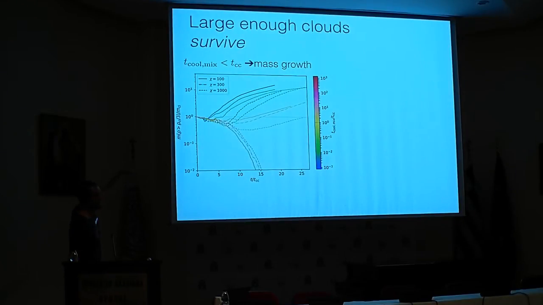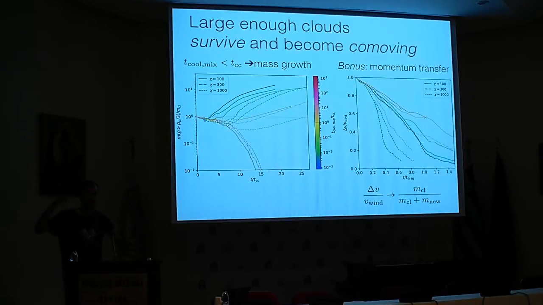Different line styles show different overdensities, and different color coding shows this ratio I was talking about, the cooling time of the mixed gas divided by the cloud crushing time. And you see that if this ratio is larger than unity, so these red lines, it goes down. And if this ratio is smaller than unity, it goes up. On top of that, you get something for free. Because you cool out of this moving hot gas, you get momentum transfer. So you actually entrain faster than you would expect. You see that here, because here you normalize the time scale by the drag time, and some of these curves actually reach entrainment faster.